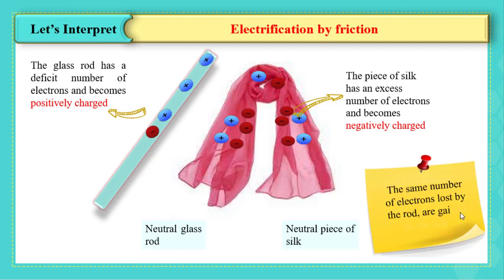Let's notice that positive charges cannot be transferred by electrification. They always stay in the nuclei of the atoms. Only electrons can be transferred by electrification.